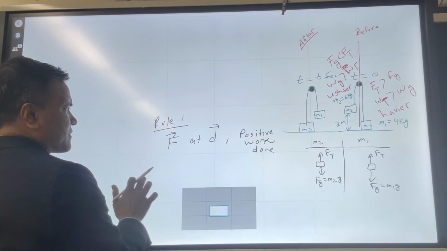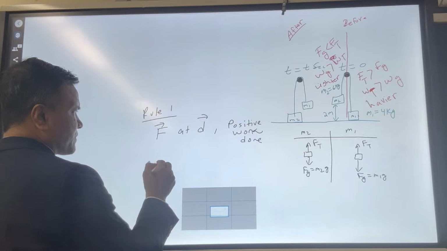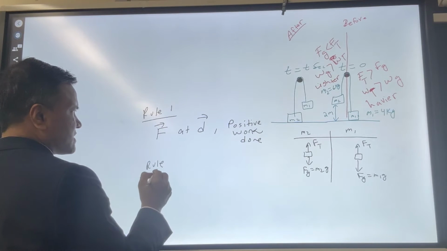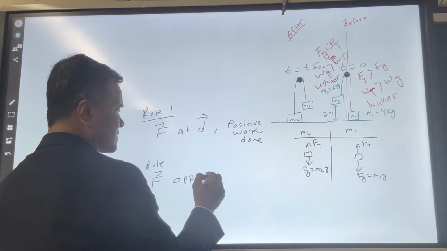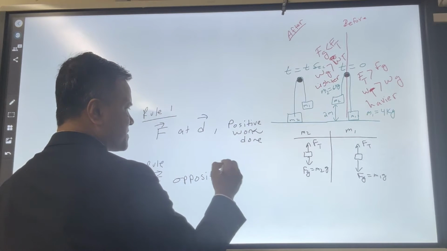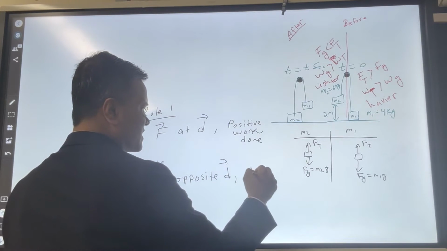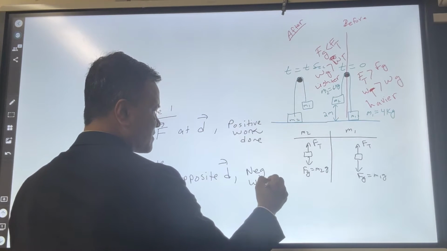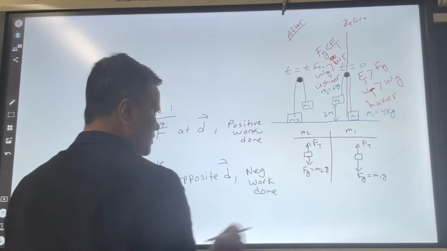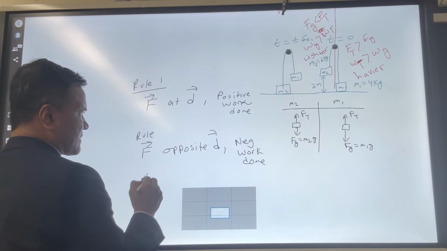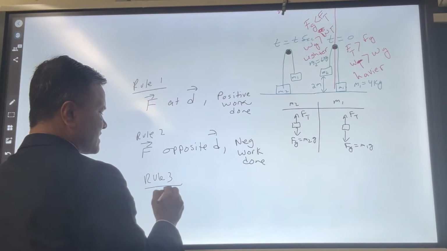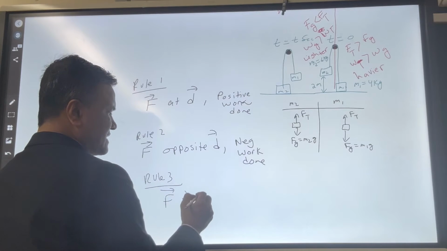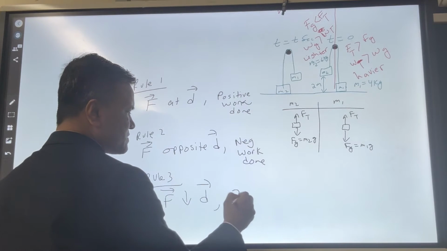Rule 2: if the force acts opposite to the direction of the displacement, negative work is done. Rule number 3: if the force acts at 90 degrees to the direction of the displacement, zero work is done.